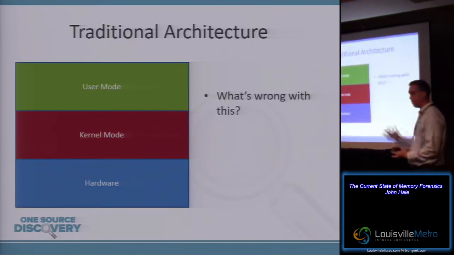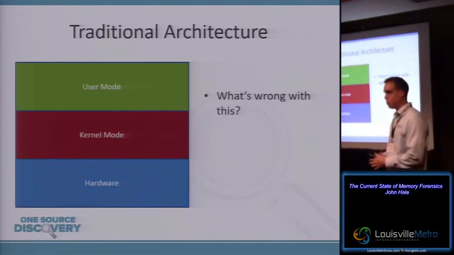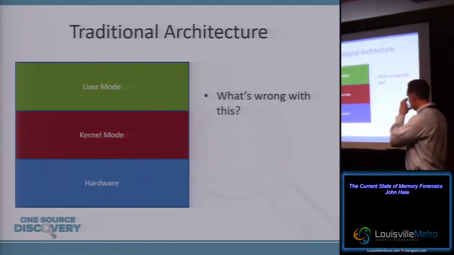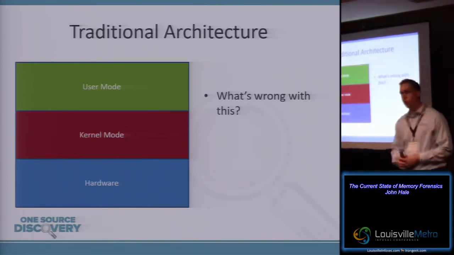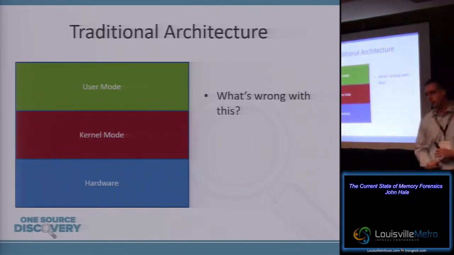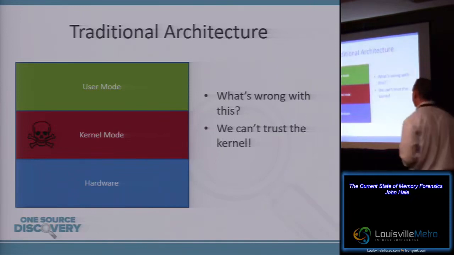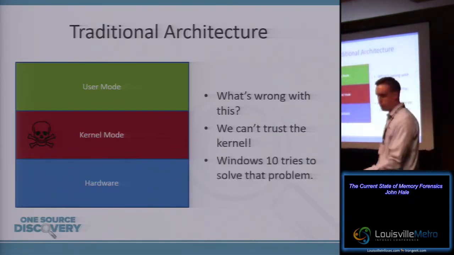So that seems like a good model, right? It works. Kernel mode handles the more privileged operations. We still have a less privileged user mode. So what's wrong with this? What could potentially go haywire here? The issue is we can't trust the kernel. We know that it's more than just a possibility that we could have malicious code running in the kernel of our system. So Windows tries to solve this problem with Windows 10.